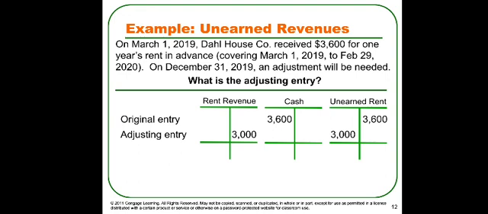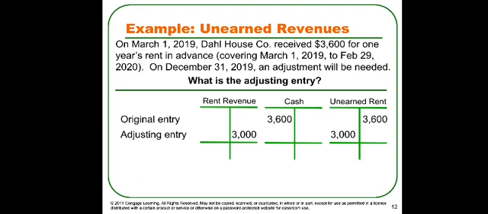When you close your account at 31st of December 2019, you have to calculate how many months the person has used your space. So from March 1st to 31st of December, it is 10 months. 10 months, the space has been used. So 10 months, each month the rent revenue is 300. 10 months times 300 is 3,000. So 3,000 from the unearned rent of 3,600 has become rent revenue.